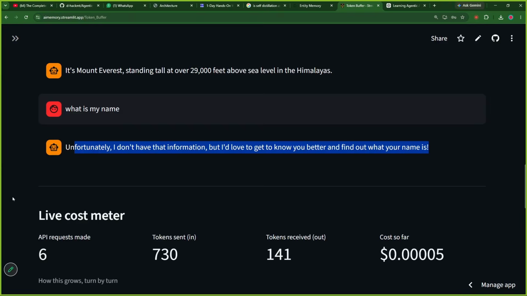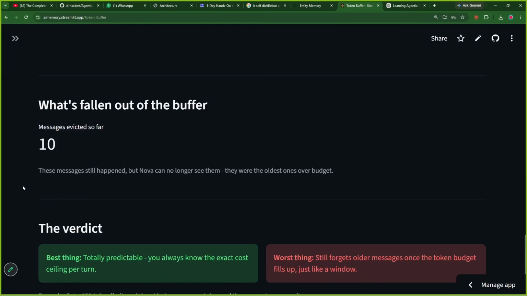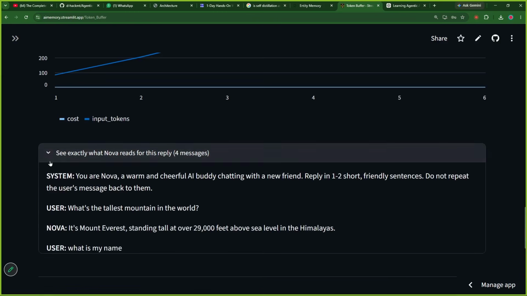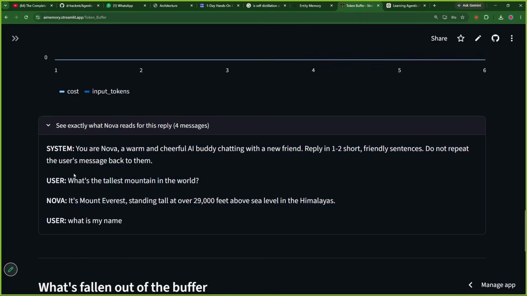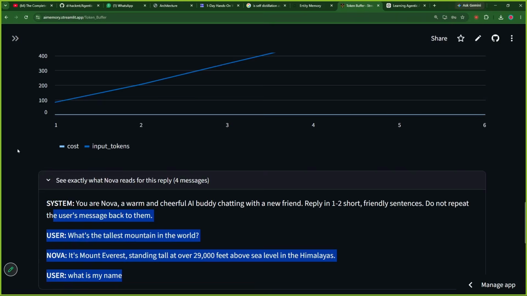So, what just happened? Just how we were evicting the messages in the sliding window, here also we are evicting the messages. See, what is the tallest mountain? It only remembers the last 50 tokens.